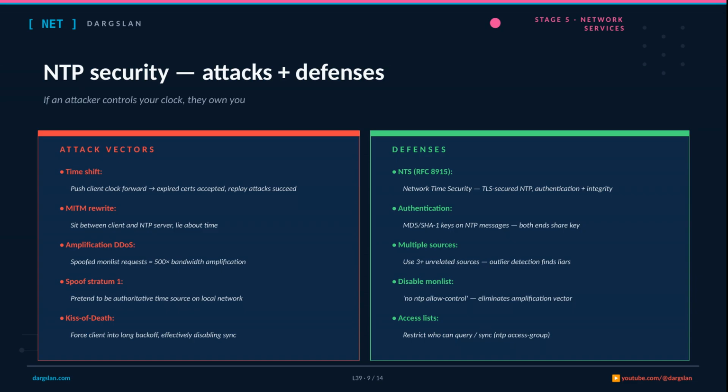The classic monlist amplification attack turned NTP servers into 500x DDoS cannons for years. The defenses map one-to-one. NTS from RFC 8915 wraps NTP in TLS. Symmetric keys authenticate peers. Pulling from 3 or more unrelated sources lets outlier detection catch a liar. Disabling monlist kills the amplification vector. And access lists restrict who can even ask.